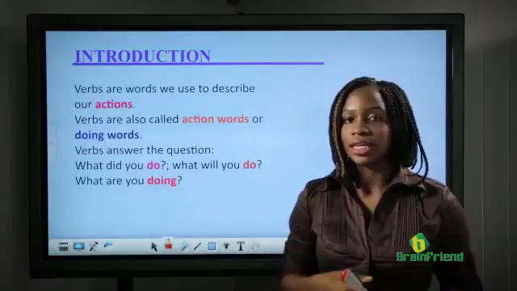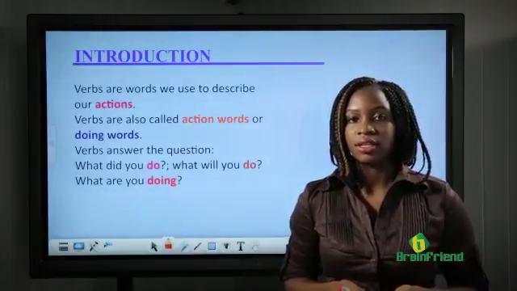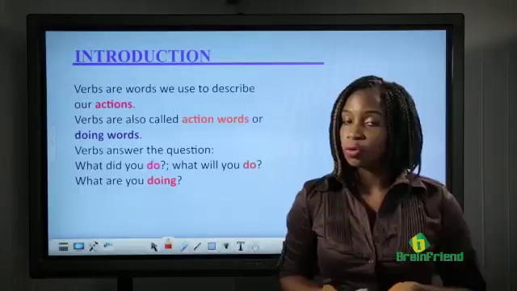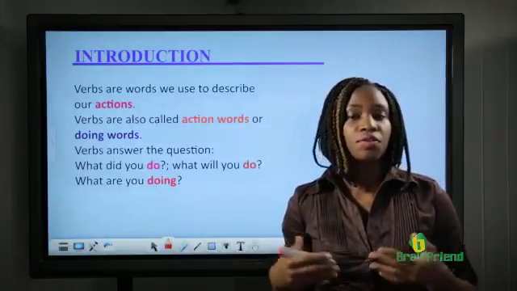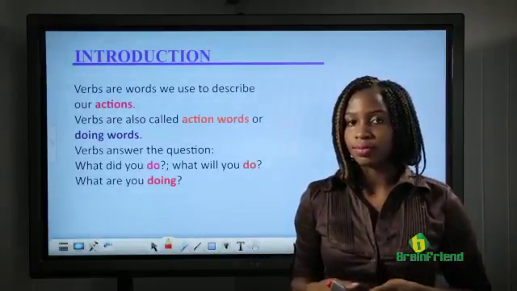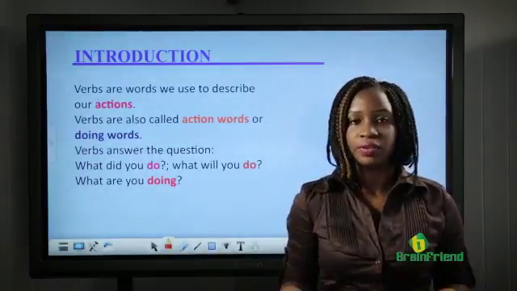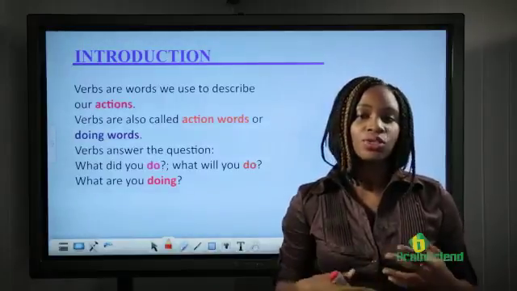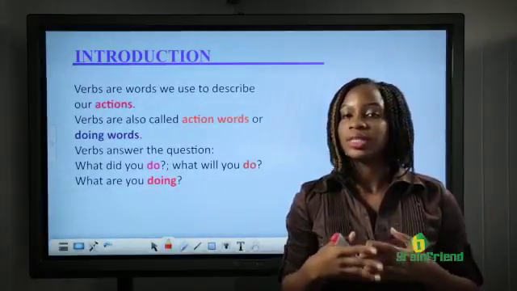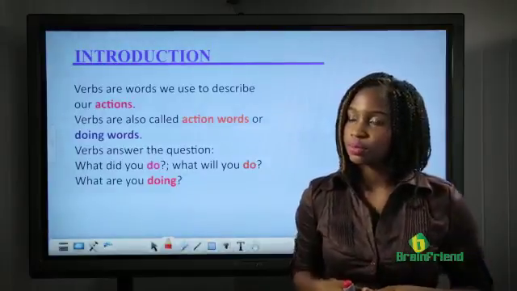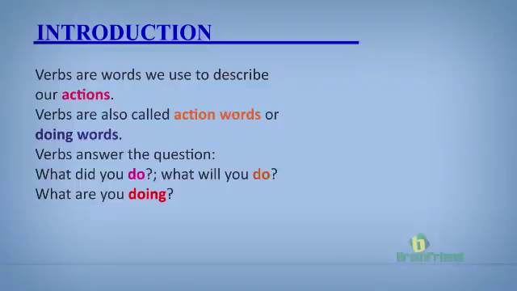I'm sure you do things every day. Your days are made up of, or are filled with, actions. For example, you go to school, you eat, you take your bath, you go out, you play with friends. All these things that you do every day, the words we use in describing them are called verbs. Verbs are words which we use in describing our actions. That is why verbs are also known as action words or doing words.